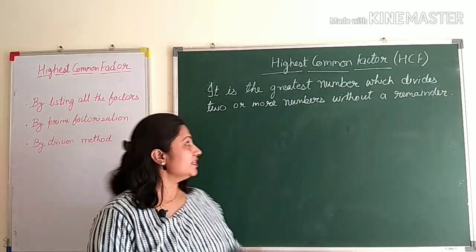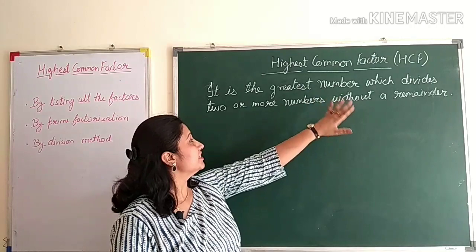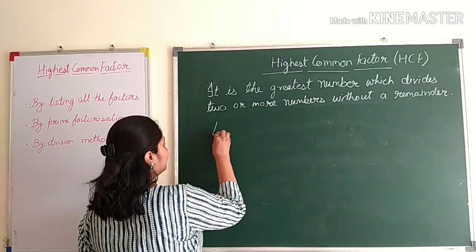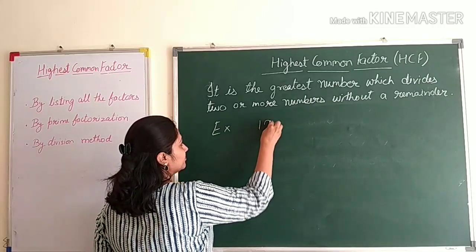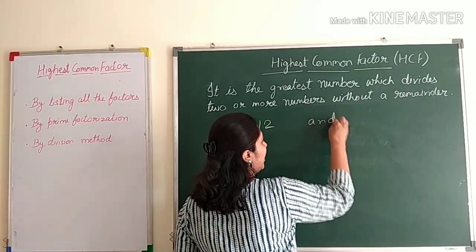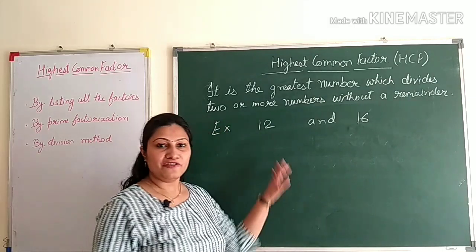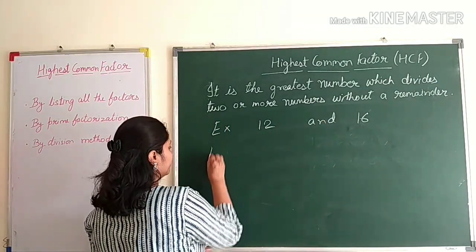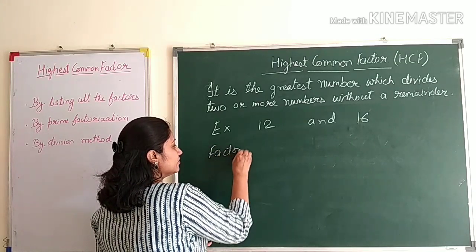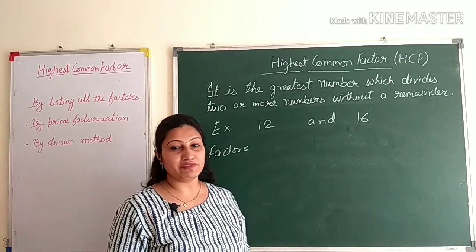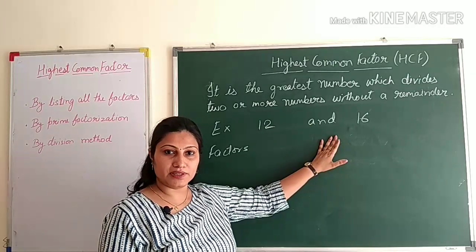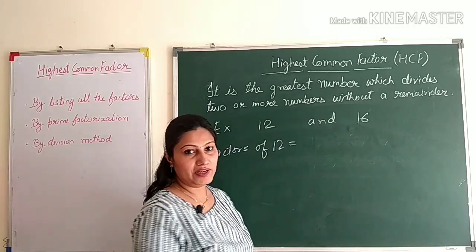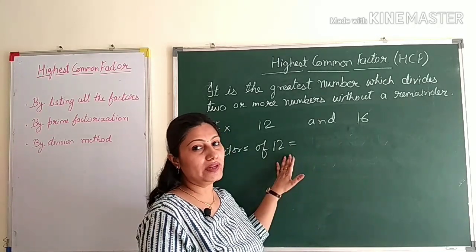HCF is the greatest number which divides two or more numbers without a remainder. 12 and 16. First we need to draw all the factors of 12 and 16. In the last video we shared the prime factorization where we did the factors of a number. So here for the factors of 12, I need to see in which table the 12 comes.